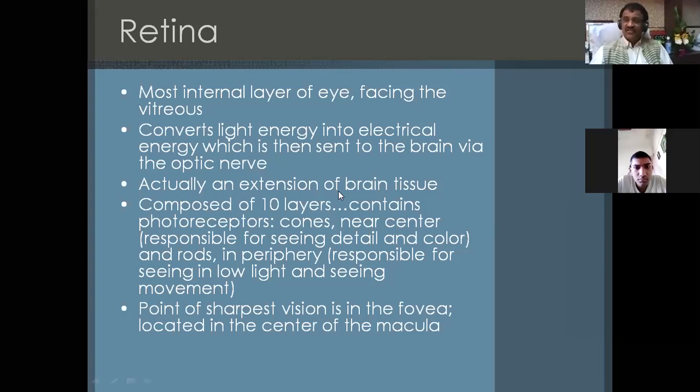Actually an extension of the brain tissue. The retina is called an extension of brain tissue in the eyeball, and it is composed of 10 layers. One layer contains photoreceptors, also called receptors of vision, and they are mainly cones and rods. Cones, which are near the center, are responsible for seeing detail and color.